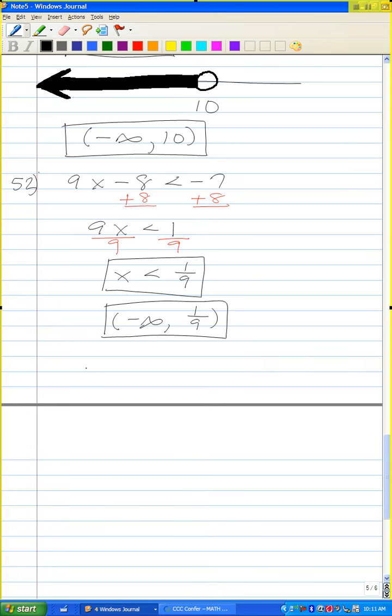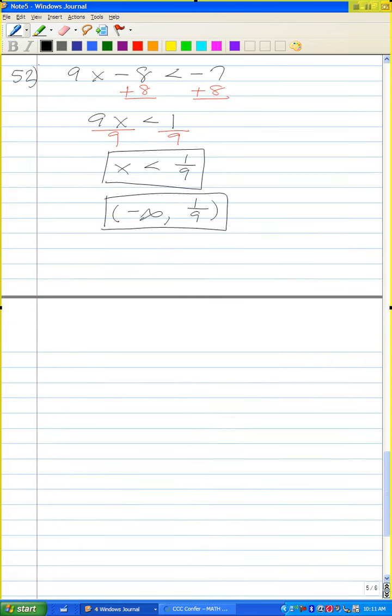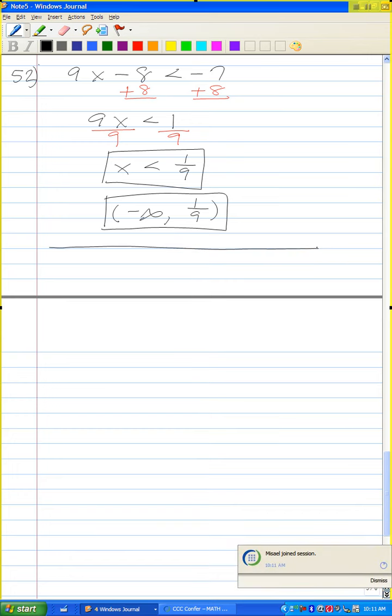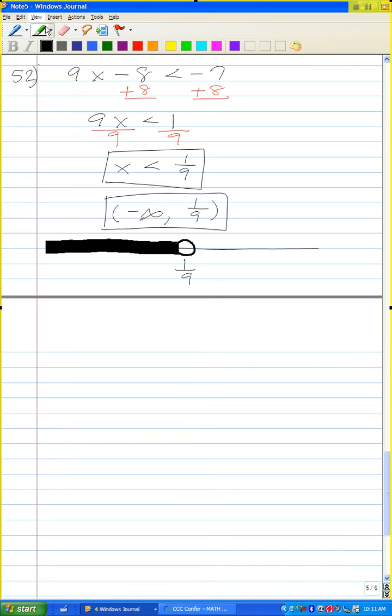I can draw this solution. And let's draw it a little higher. I can draw this inequality. So it's 1 over 9. And so it is everything less than 1 over 9. It does not include 1 over 9.